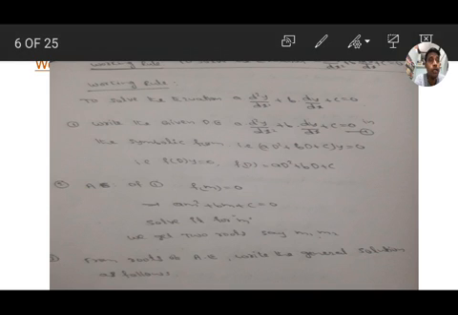Next, the working rule to solve the equation a d²y/dx² + b dy/dx + c = 0. It is very, very important. We have a total of 3 steps to solve the given differential equation. First, the given differential equation is a d²y/dx² + b dy/dx + c = 0. Step 1: write the given differential equation in symbolic form.